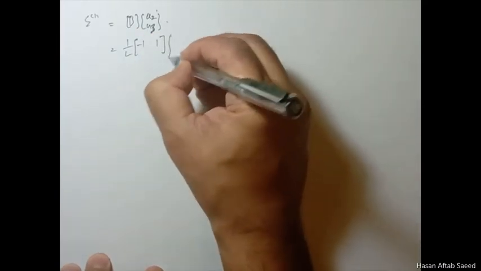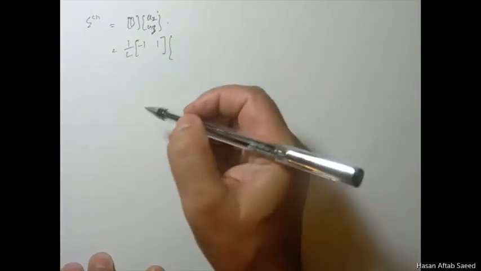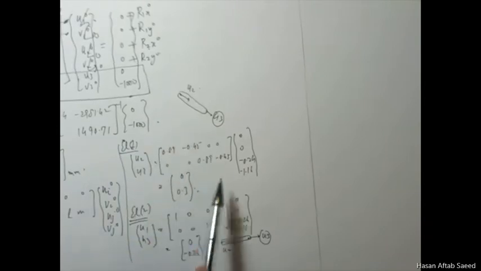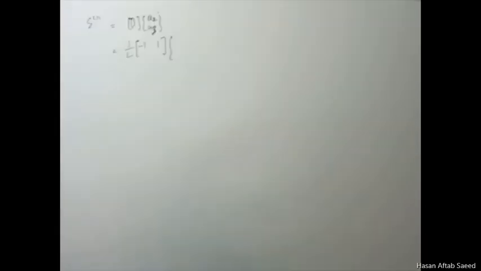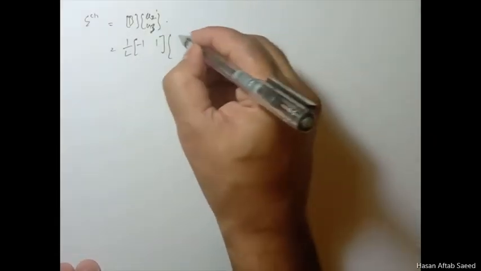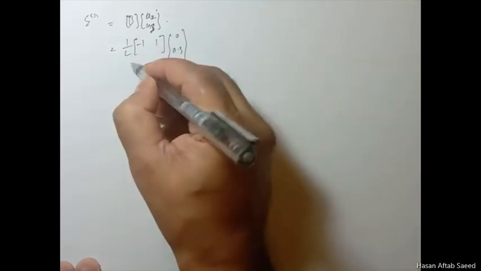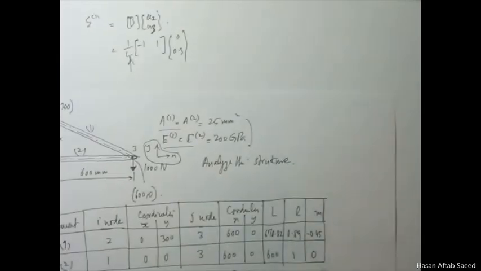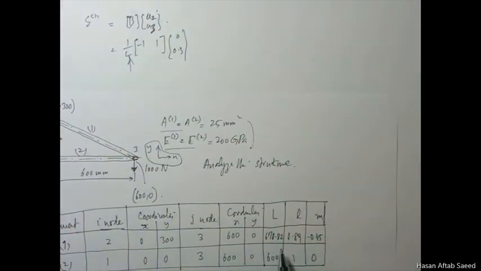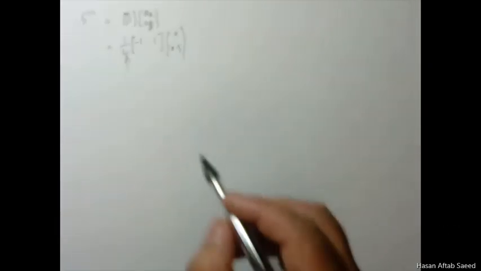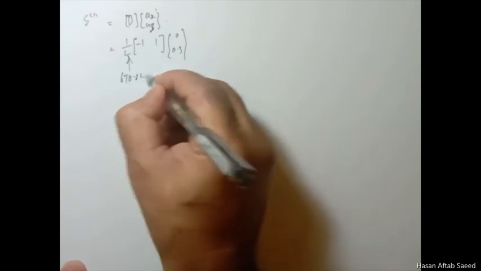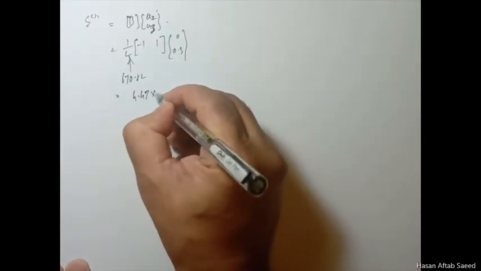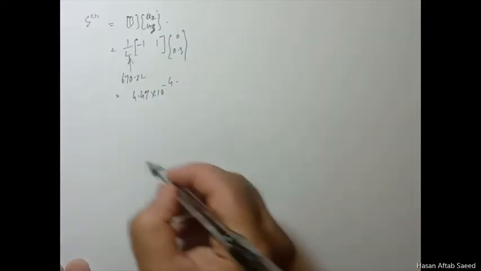This is B matrix. u2 u3, we have just calculated u2 and u3, 0 and 0.3. L for this problem, this will be element 1. So the first element had this length of 670.82, and this turns out to be 4.47 into 10 raised to power minus 4.